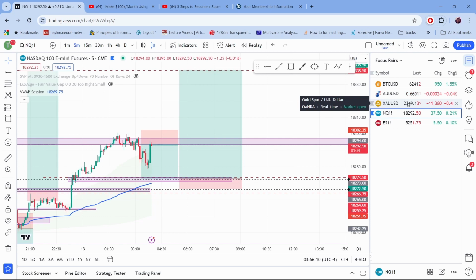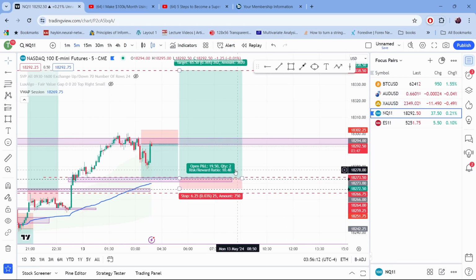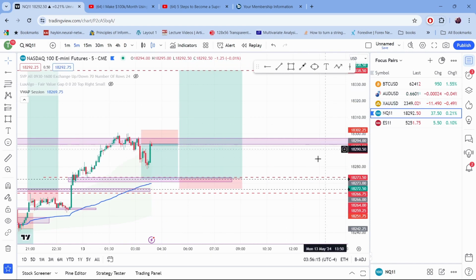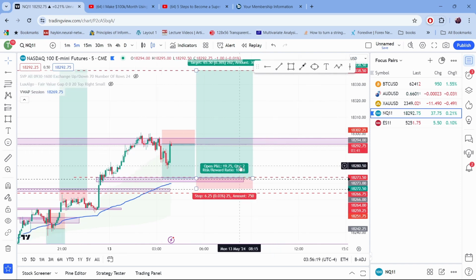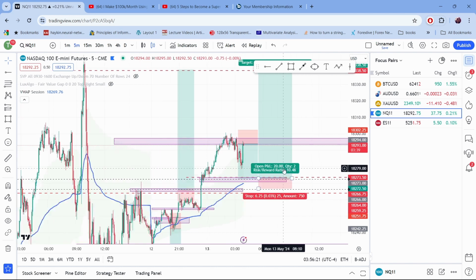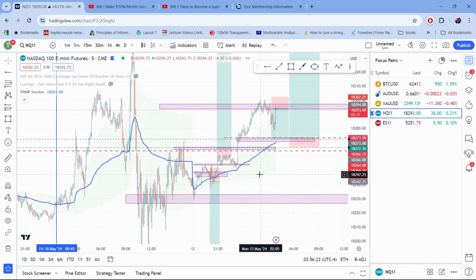Welcome to the stream, to the recording of the futures account. So currently, I am down in the account. I went against my rules and ended up taking a bad trade. Actually, I was in a good position here.